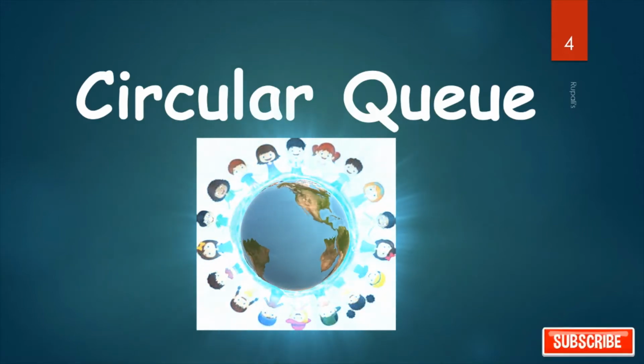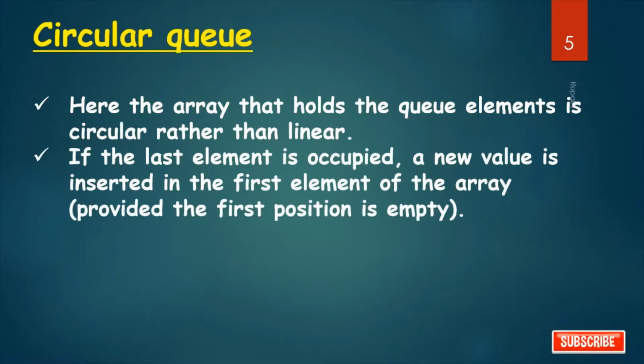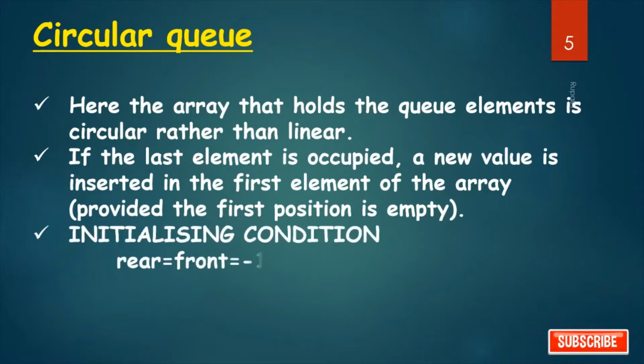Today our topic is the circular queue. What is a circular queue? Here the array that holds the queue elements is circular rather than linear. If the last element is occupied, a new value is inserted in the first element of the array. That is, when we reach the last position of the array, we start inserting from the beginning of the array, provided the first position is empty. So, what is the initializing condition? Both rear and front are -1.